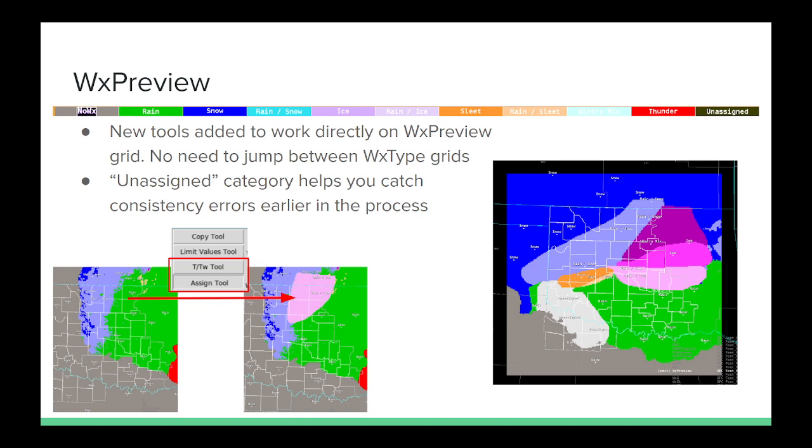And to show that, we have an idea here where you wanted to add more either ice, rain, snow, or rain, ice to your situation. So rather than having to jump between WX grid and another WX grid, you could just do it right on the weather preview grid, and it will automatically update those weather type grids for you. And for some odd reason, if you hit that weather preview button and you see areas of unassigned, boom, that will help you catch errors before you hit that consistency of the P type.